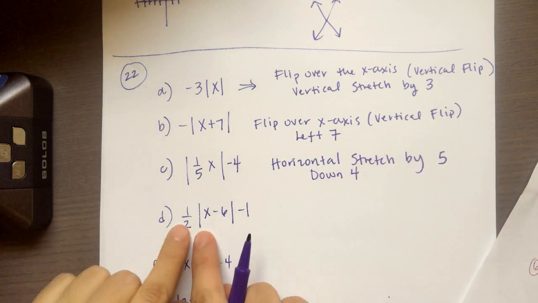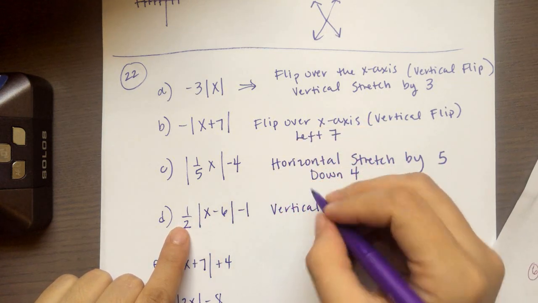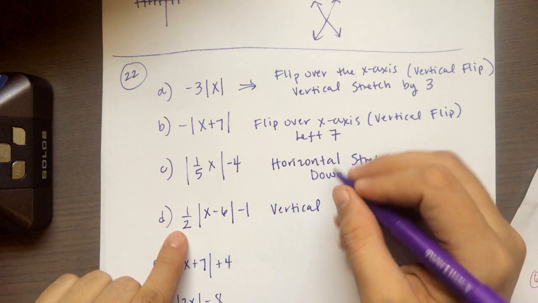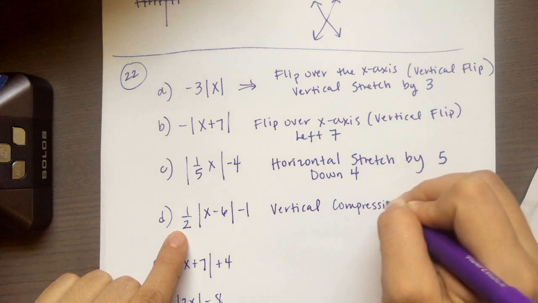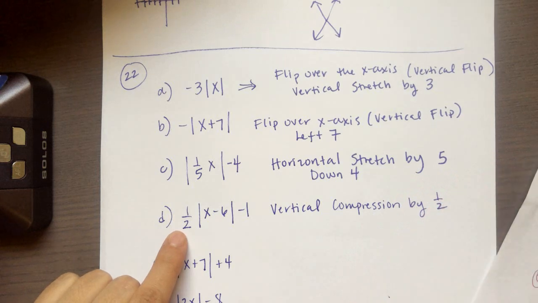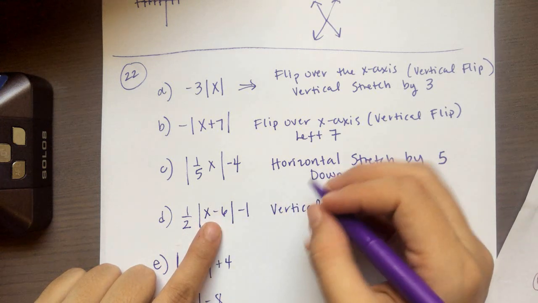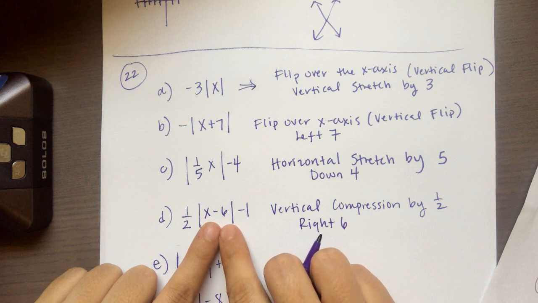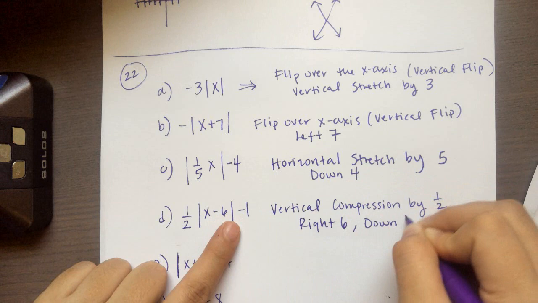Alright, D, outside, so that's vertical. Do exactly what it says. It's a fraction less than 1, so this is going to be a vertical compression by 1/2. And then this says x minus 6, so it looks like it goes left, but it's actually going to go right 6, because it's horizontal land. And then outside the absolute value, this tells me it's going to go down 1.